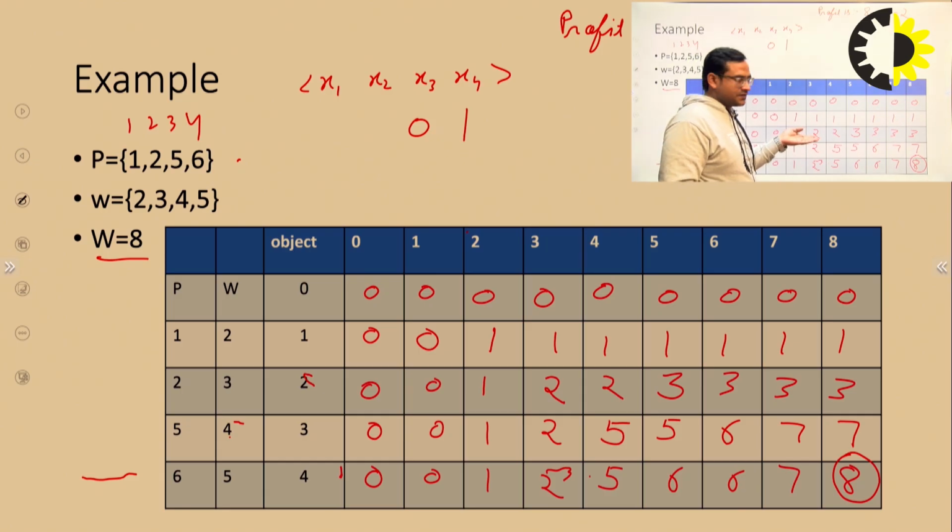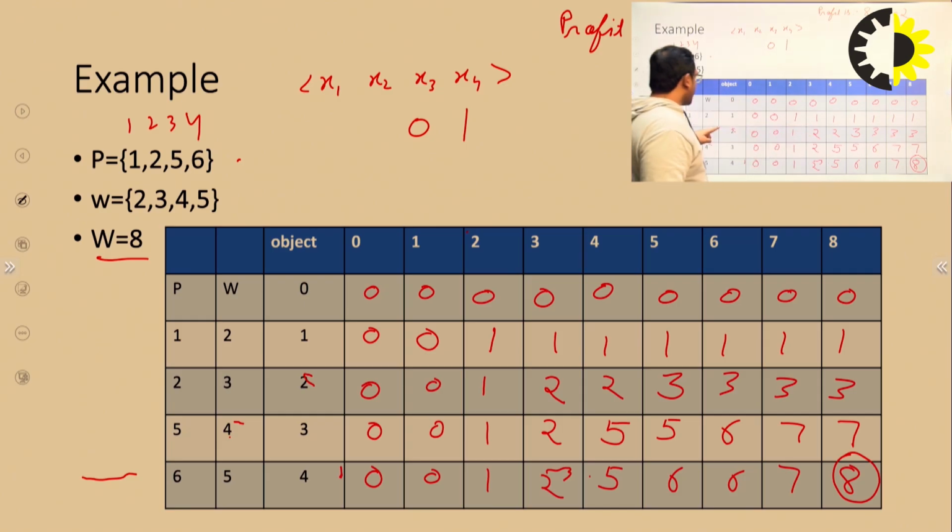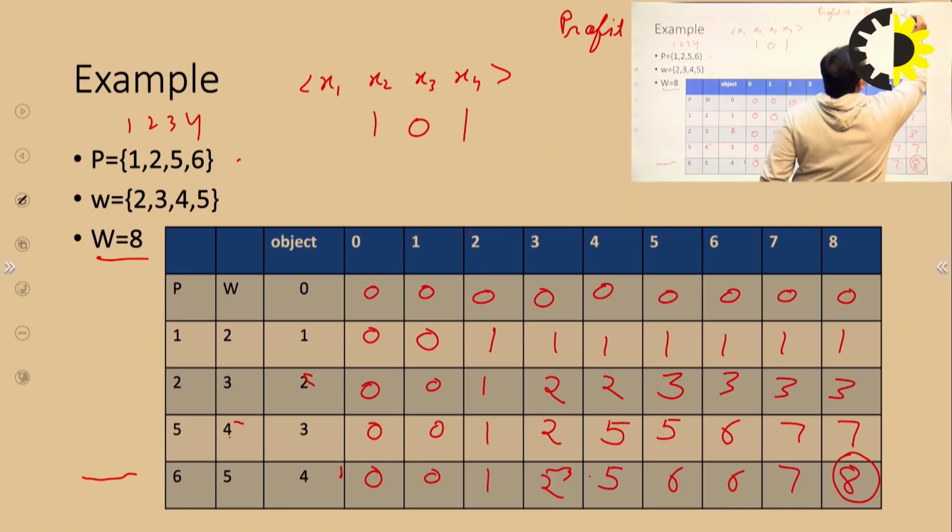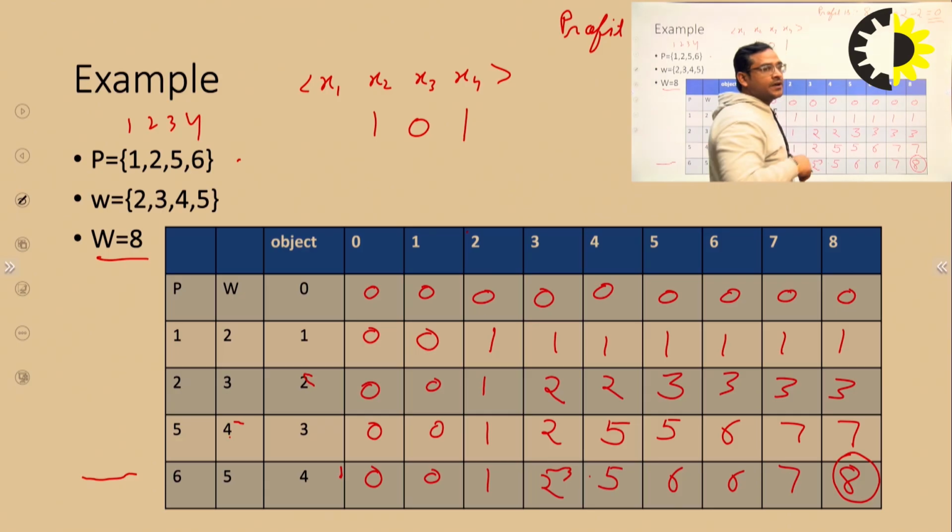2 is here, yes. Is this 2 coming from the previous row? No, there is no 2 in the previous row. So that means this item is going to be selected. What is the item? The second object. We are going to select it here. Okay, what is the profit? Profit is 2. What is the remaining profit? Remaining profit is 0.